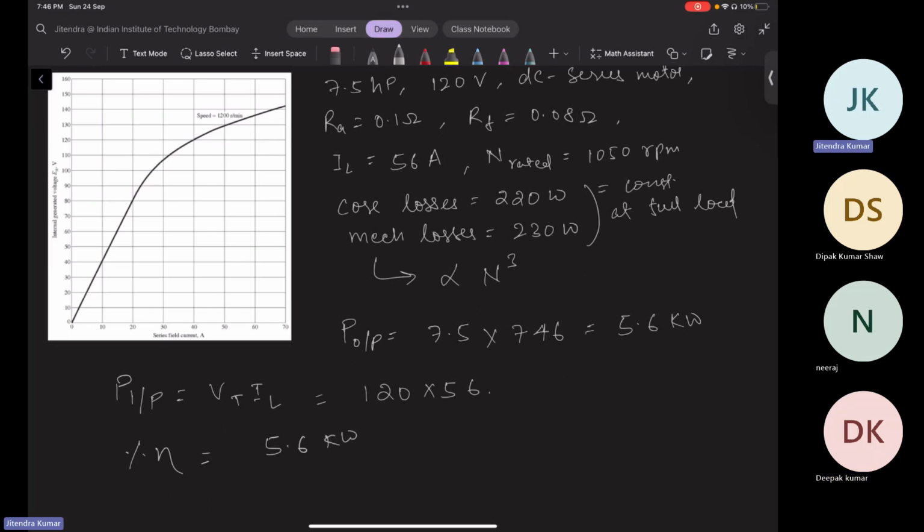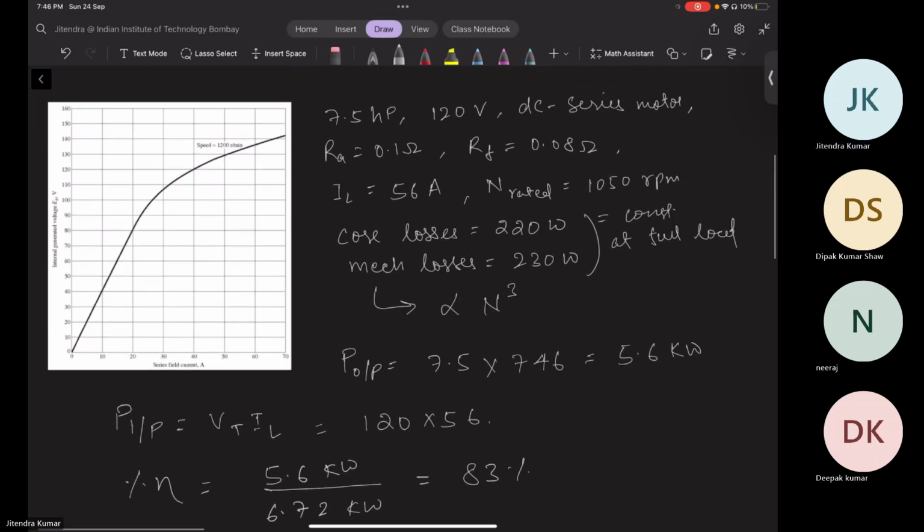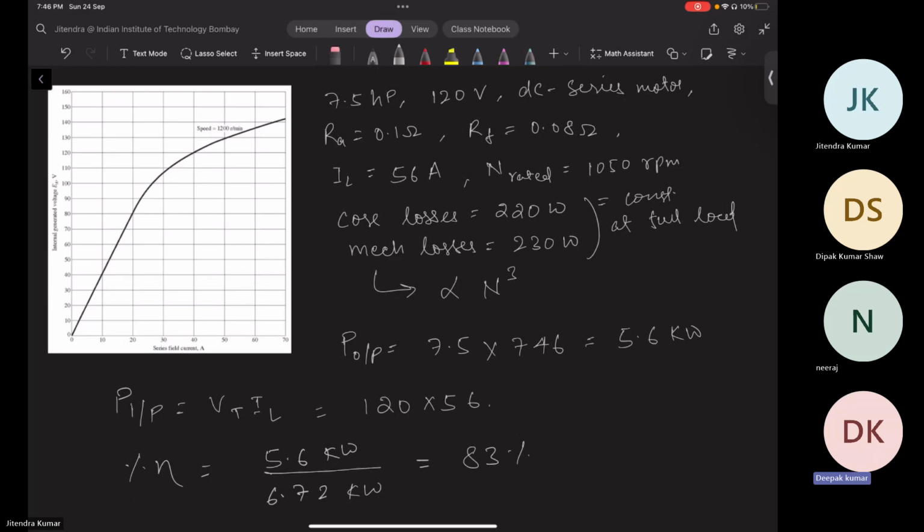5.6 kilowatt divided by 6.72 kilowatt. So it will be equal to 83%. Okay, any doubt in this part? This efficiency is at full load. Yes, rated current of 56 amps.